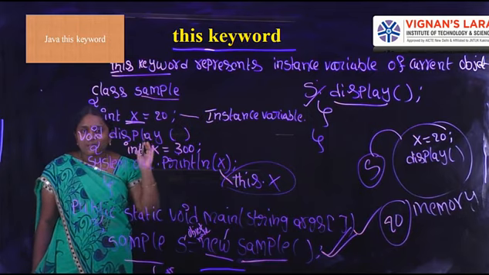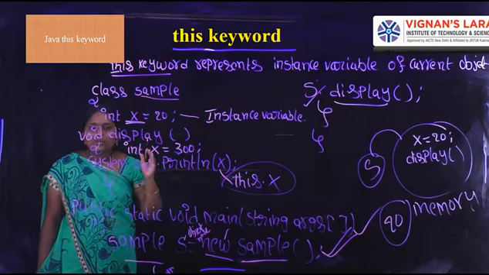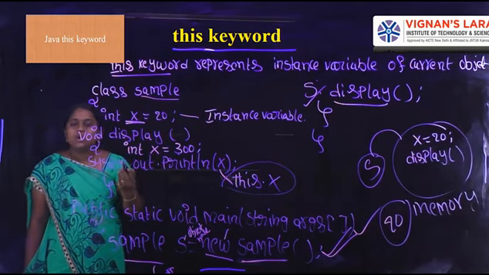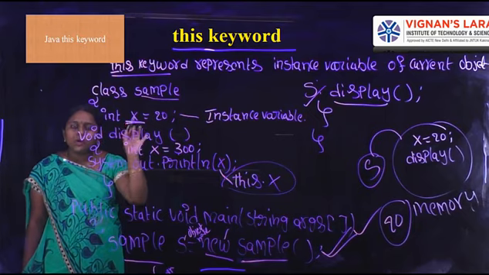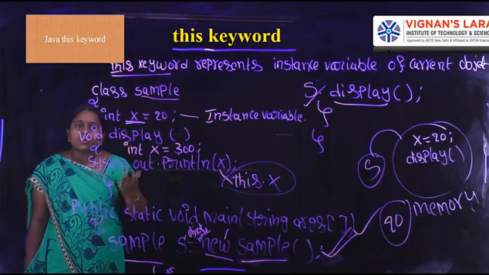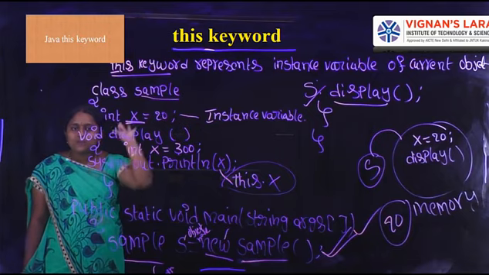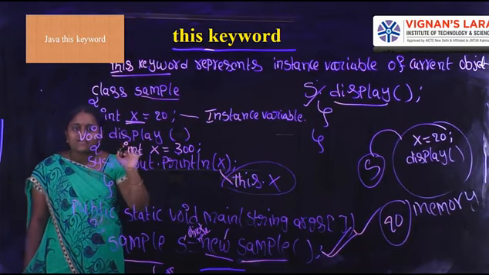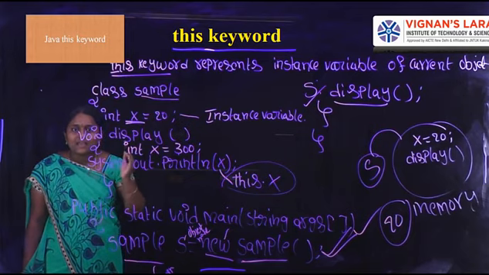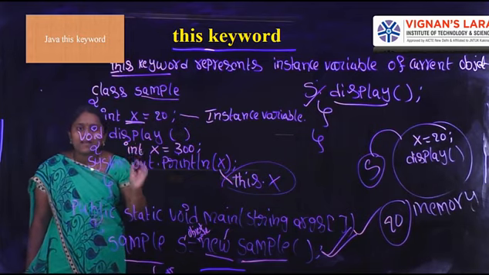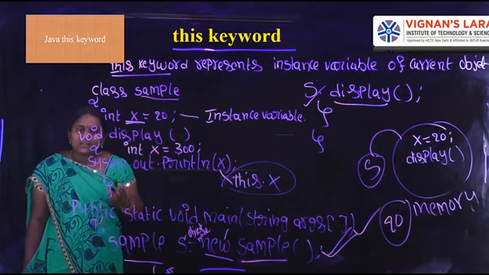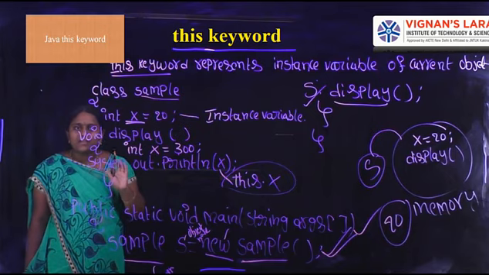But in the C programming language, if you want to define a global variable name and a local variable name sharing the common name, it is not possible. But in Java it is possible. If you define the same variable name in a local variable and an instance variable, but we want to display both values on the console, in Java it is possible.